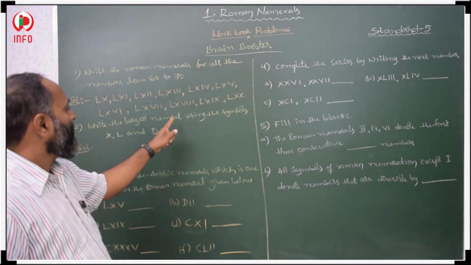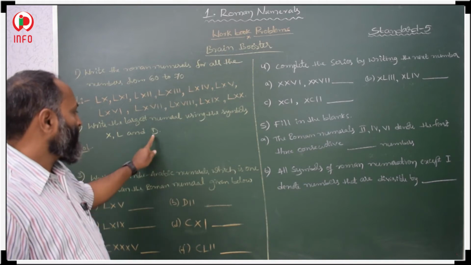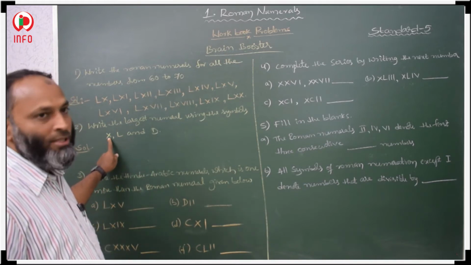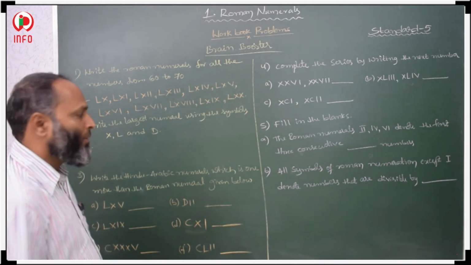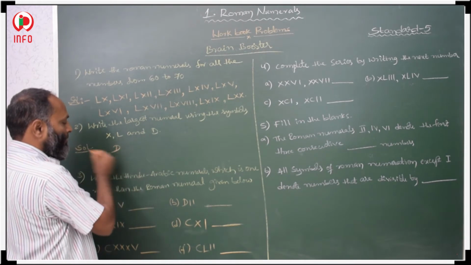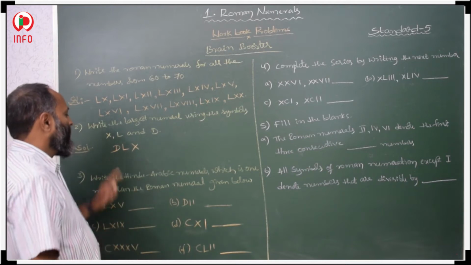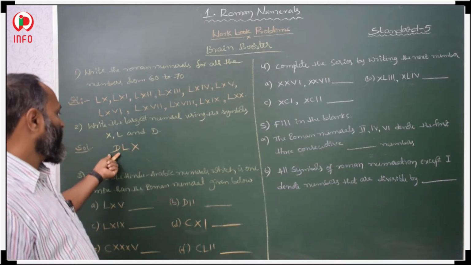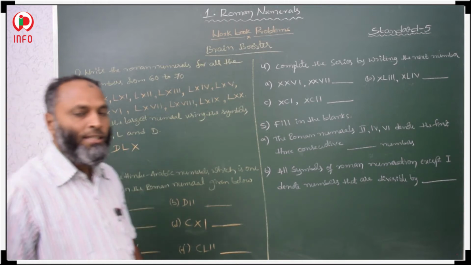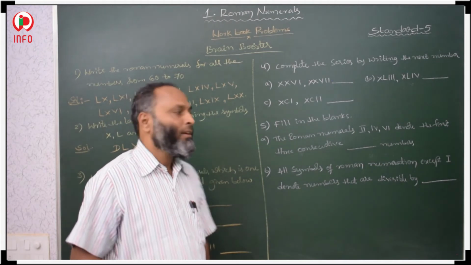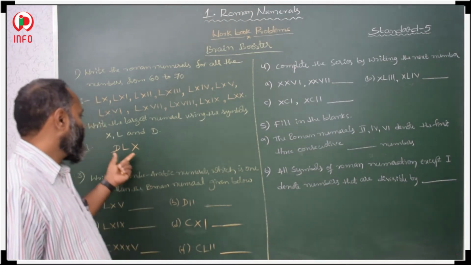Now write the largest number using the symbols X, L, D. D means 500, L means 50 and X means 10. So using these symbols we have to form a larger number. How to form it? First we write 500, then smaller than that, and smaller than that. DLX. D means 500, 50 plus 10, 560. This is the largest number we can form from the given Roman numerals.